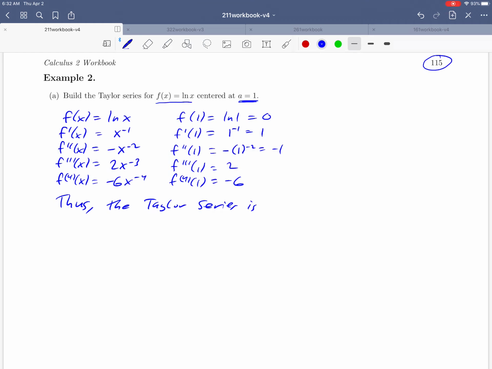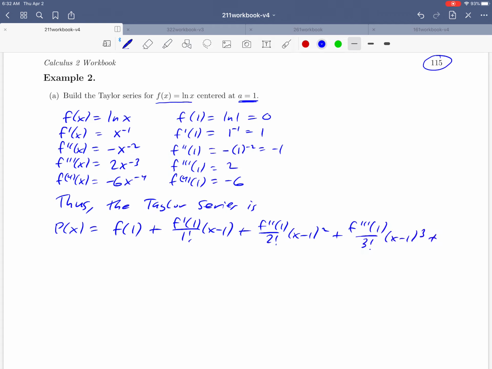Okay, well, we have a formula for it. Let's start by writing that down. Okay, and I'm going back to page 113 and just writing down the definition of the Taylor series here with a equals 1. So we're going to get f of a, which is f of 1, plus f prime of a, f prime of 1 over 1 factorial x minus 1, okay, and again, this is just the formula back from page 113, where we wrote down a general formula for the Taylor series.